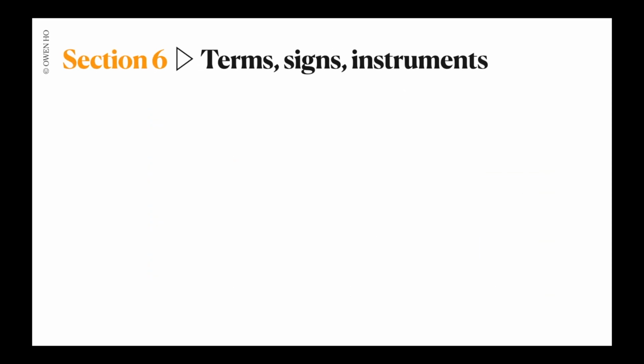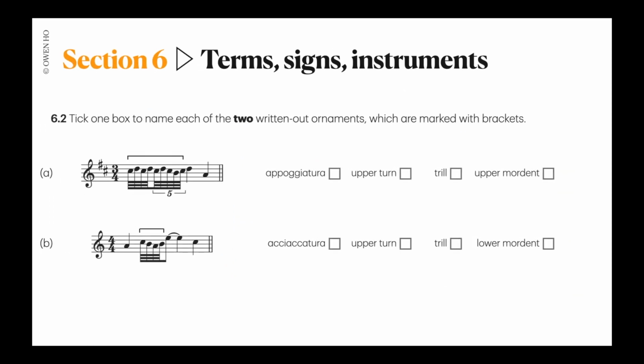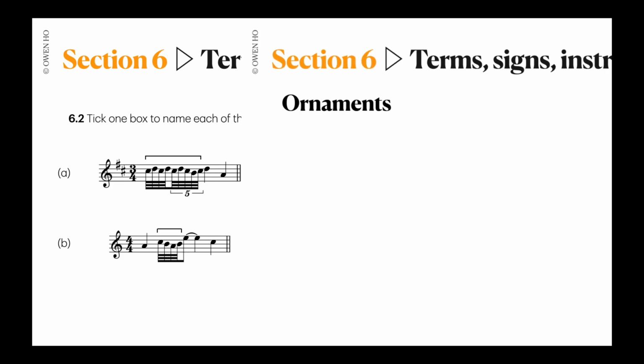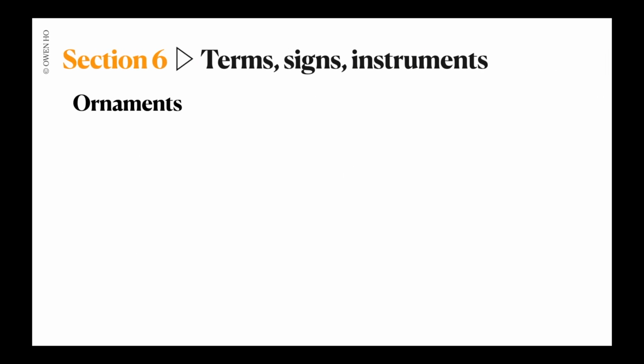Moving on to the next section, in 6.2 you will see questions like this. Tick one box to name each of the 2 written out ornaments, which are marked with brackets. In order to answer questions like this, we need to know what ornaments are in the first place. And here's how they look. There are several ornaments in music.